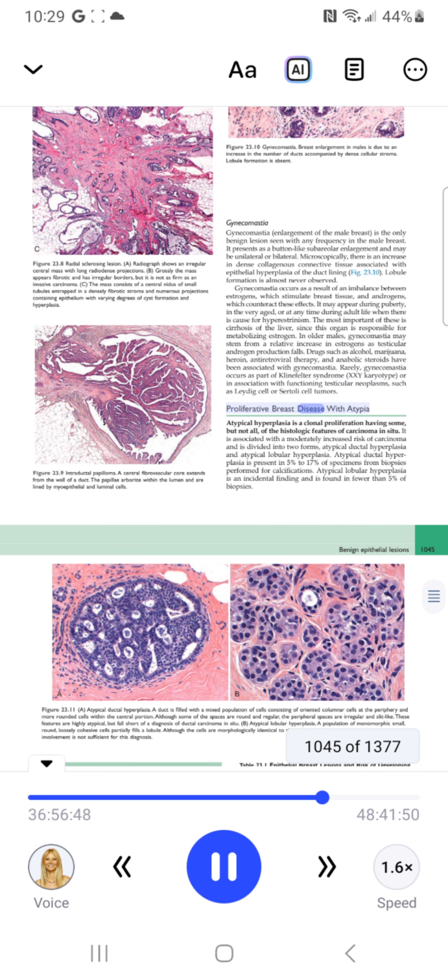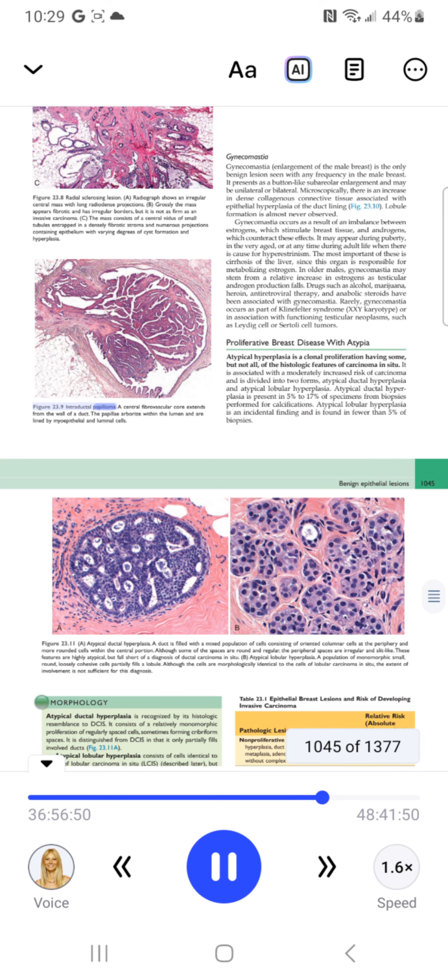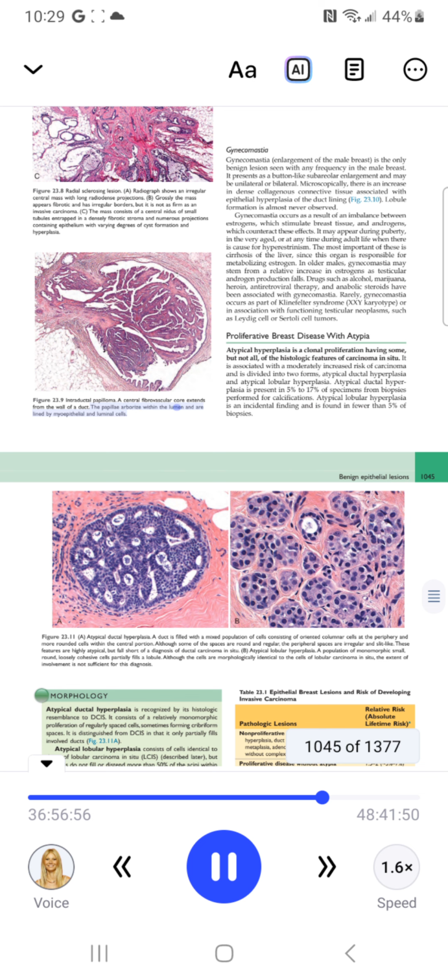Proliferative breast disease with atypia, figure 23.9, intraductal papilloma. A central fibrovascular core extends from the wall of a duct. The papillae arborize within the lumen and are lined by myoepithelial and luminal cells.